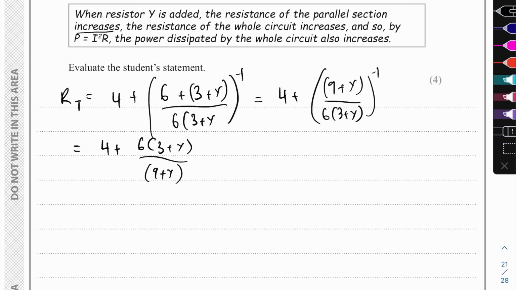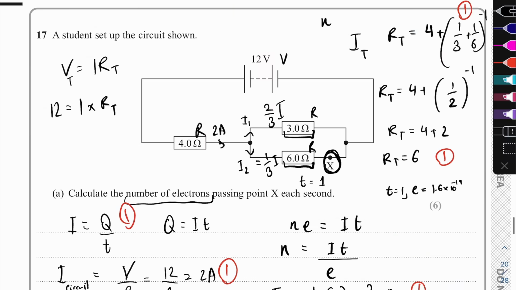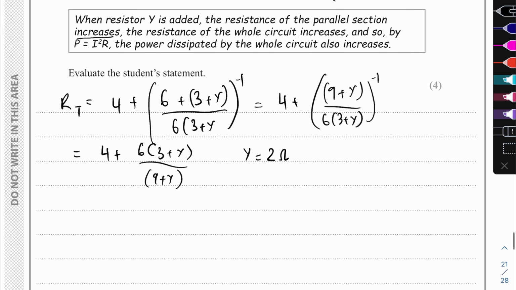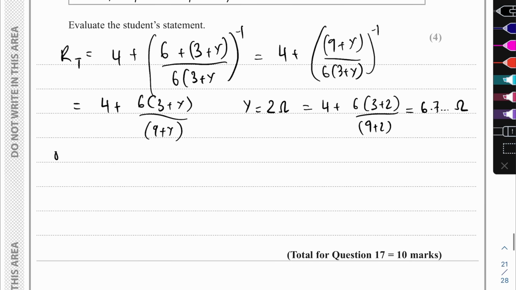Now to see if it increases, we know that our total was what last time? It was 6 ohms. Now let's take any value for y. Let's say y equals 2 ohms, for example. So what should happen to the R resistor? Let's substitute. So 4 plus 6, 3 plus 2 over 9 plus 2. So this is 30 over 11. 4 plus 30 over 11 gives us 6.7 more decimals ohms. So what happens? So we can say that resistance does increase.